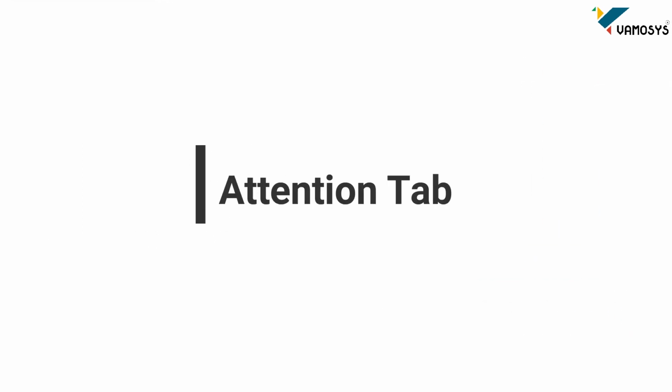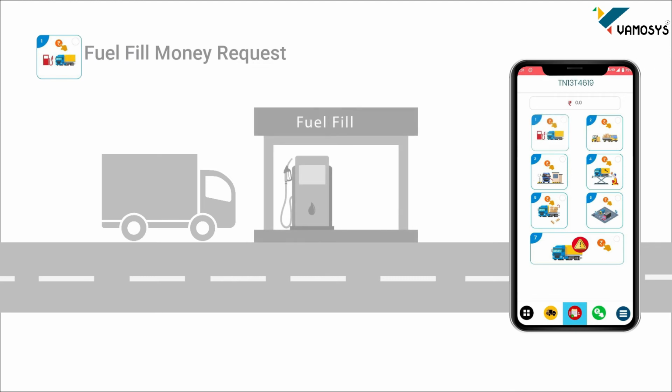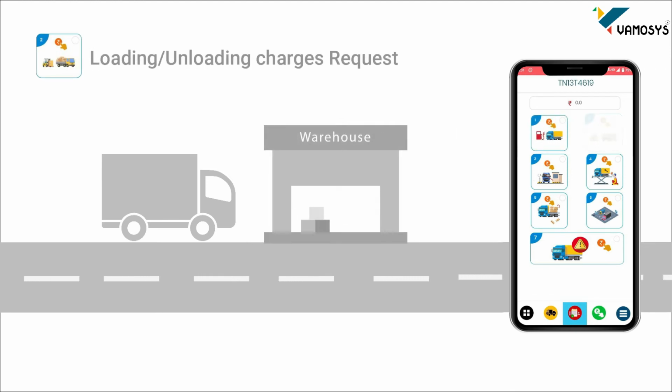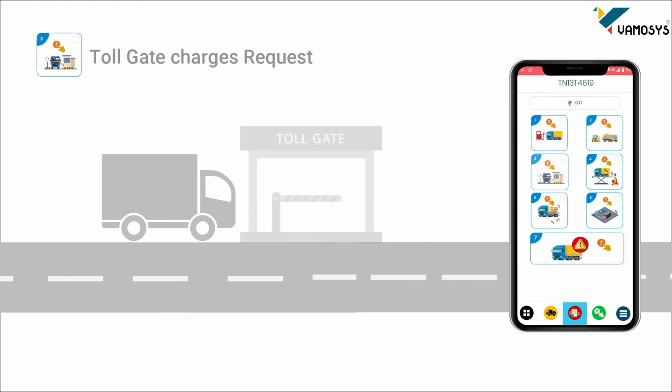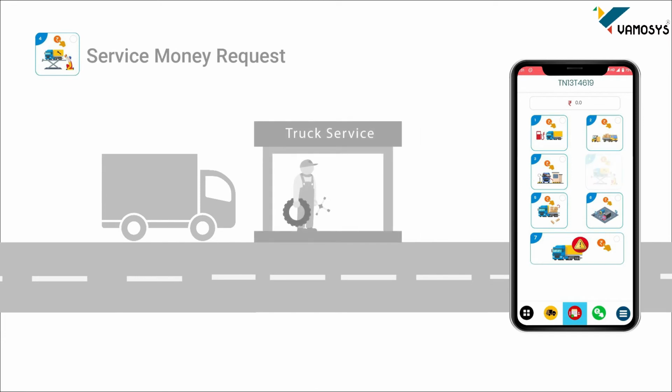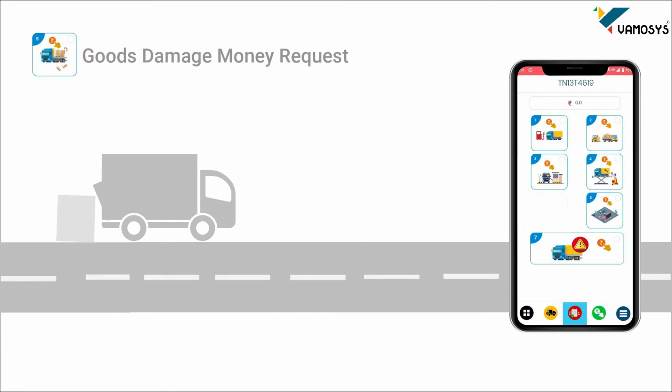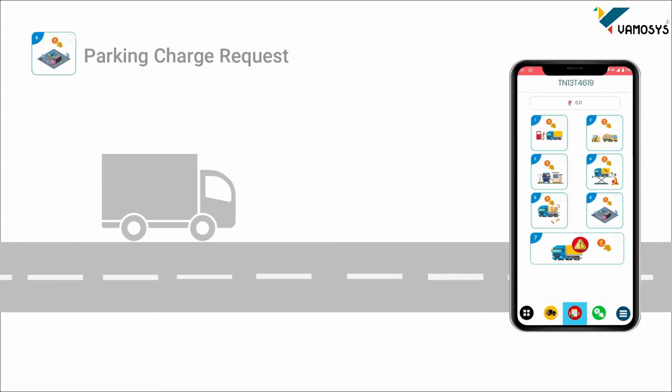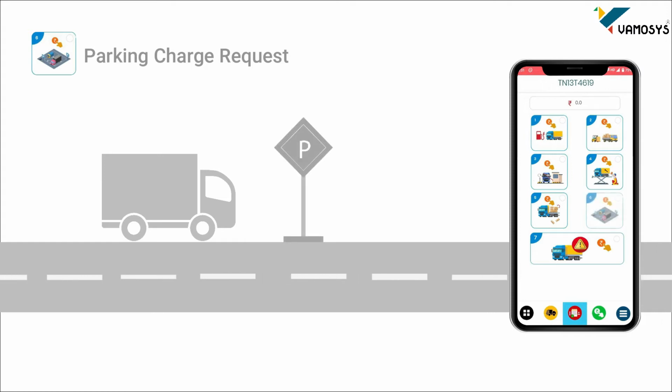Now we will see the attention tab page. With this page, the driver can raise money related requests to the fleet owner. Let's see the icons available here. Fuel fill money request, loading unloading charge request, toll gate charge request, service money request, goods damaged money request, parking charge request, and at last the other query tab for unplanned and unexpected activities.